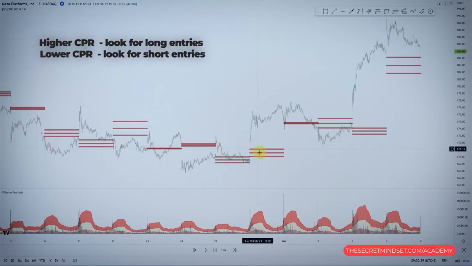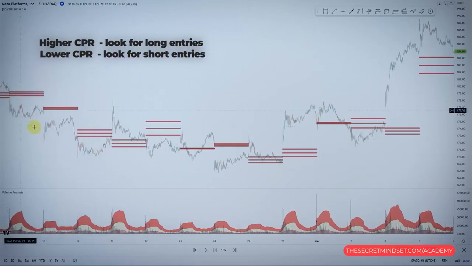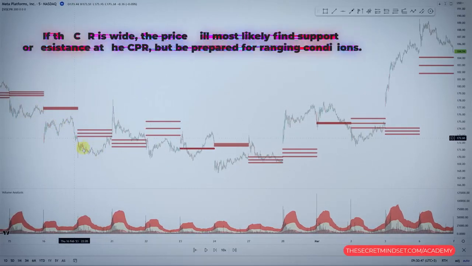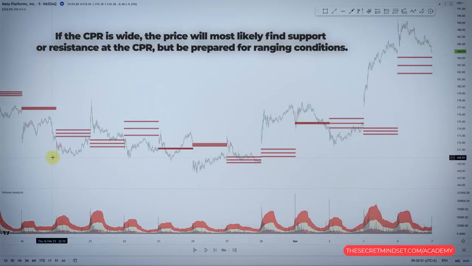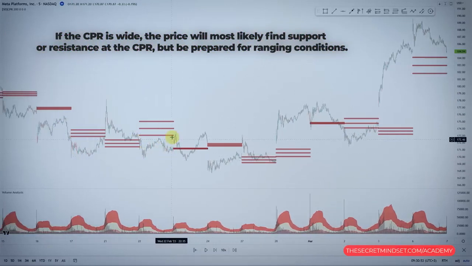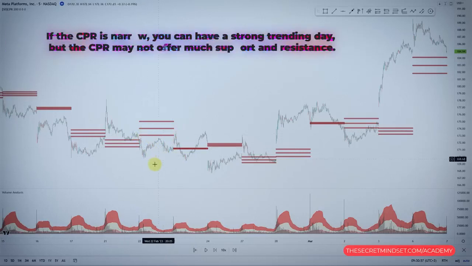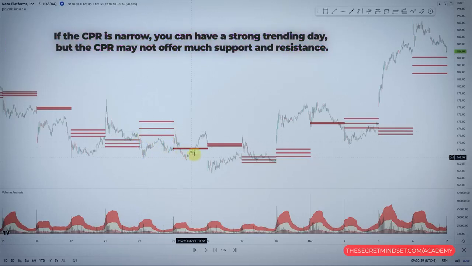If it's higher, you know that during the day you'll be searching for long entries. If it's lower, you want to short the market. If the CPR is wide, then the price will most likely find support or resistance at the CPR, but be prepared for ranging conditions. If the CPR is narrow, you can have a strong trending day, but at the same time, the CPR may not offer much support or resistance.